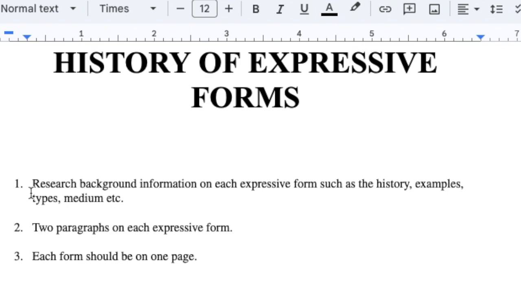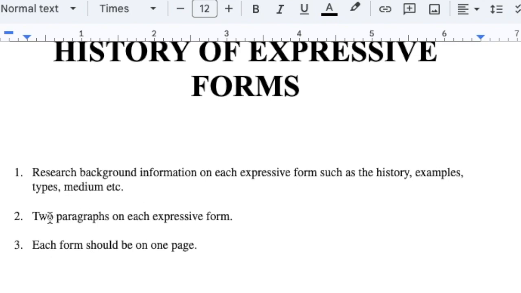Now, number one, research background information on each expressive form, such as the history, examples, types, medium, etc. Alright? Number two, two paragraphs on each expressive form. And number three, each form should be on one page.